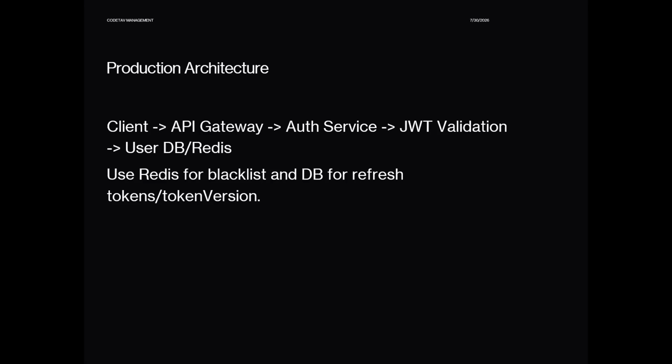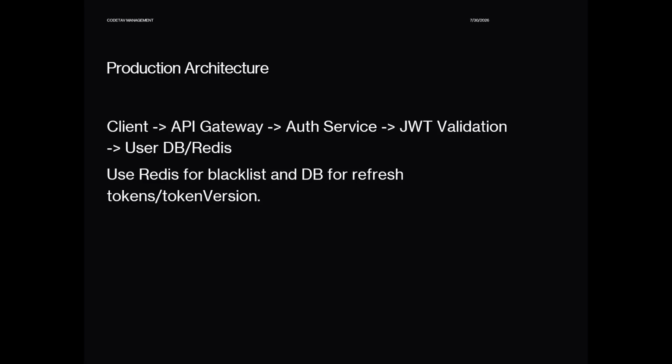Now, the production architecture. Just understand how companies actually implement authentication. Users log in, and the authentication service generates the access token and refresh token. The access token validity will be, suppose, 10 minutes, and the refresh token validity like 30 days. Then the refresh token is stored inside the database. Token version is stored inside a user table, and Redis stores blacklisted tokens only when necessary.